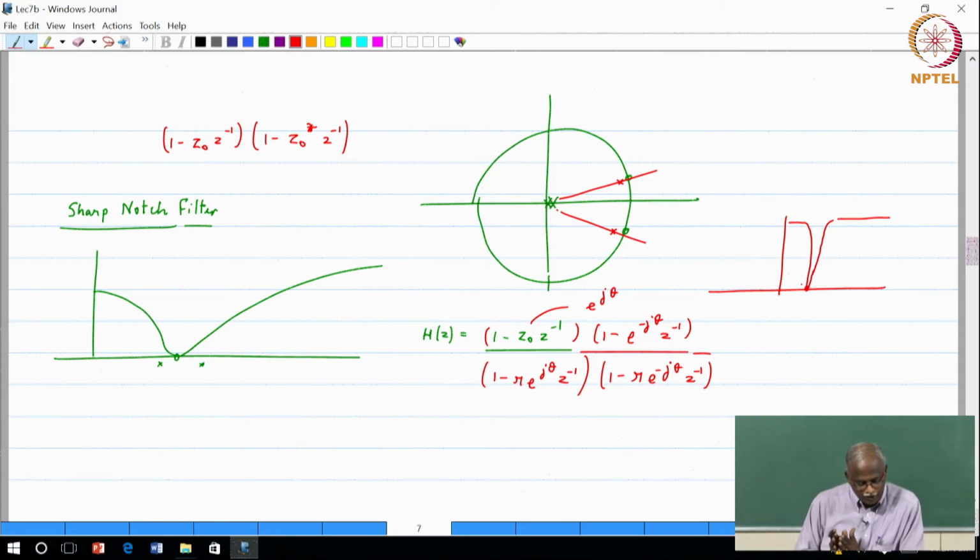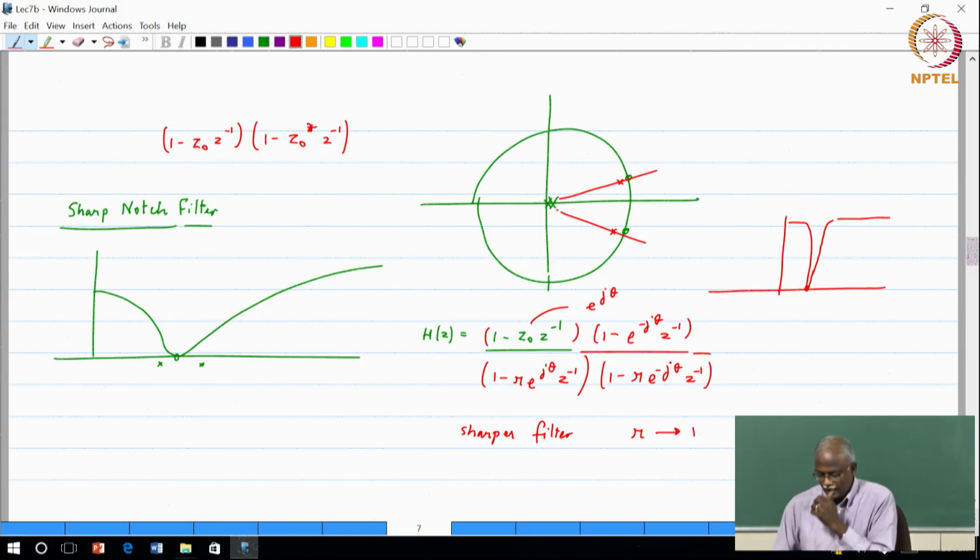If you want the notch to be sharper than what it is, you would have to send r closer to the unit circle. It is almost doing a pole-zero cancellation everywhere else, except at the zero. In this form you can assume that the poles and zeros are matching, that means there are 2 poles, 2 zeros, and the only thing is this is a system that could become unstable.